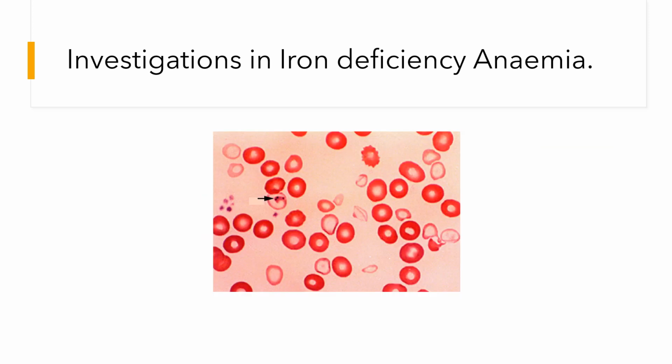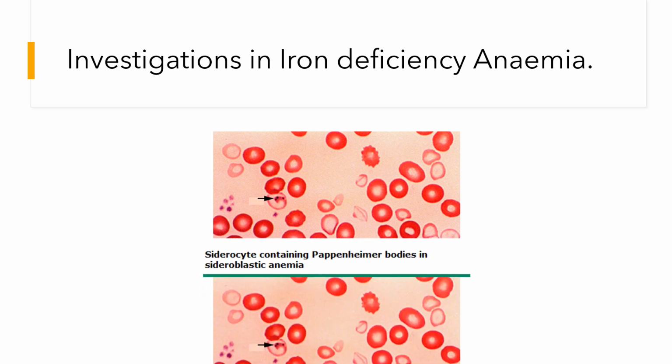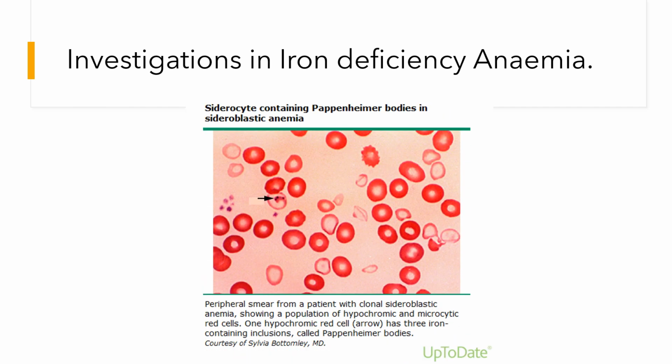And this is another blood picture which shows hypochromic microcytic cells, but inside these red cells you can see some iron deposits, droplets. They are termed Pappenheimer bodies, which is secondary to sideroblastic anemia, which is again another cause for microcytic anemia.